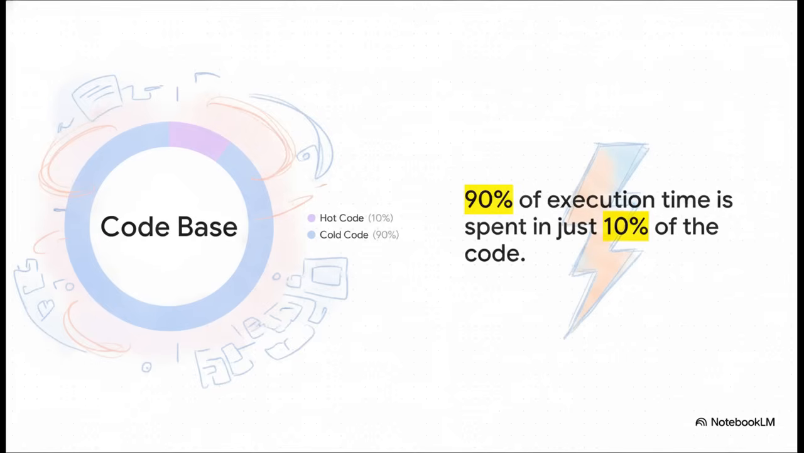Now, what's really interesting about this slide is the stark visual contrast. For typical programs, 90% of the execution time is spent running just 10% of the actual code base. Just let that sink in for a second. The vast majority of your application's lifecycle is spent looping over a tiny fraction of your code. We call this 10% the hot code, and the remaining 90%, that's the cold code.